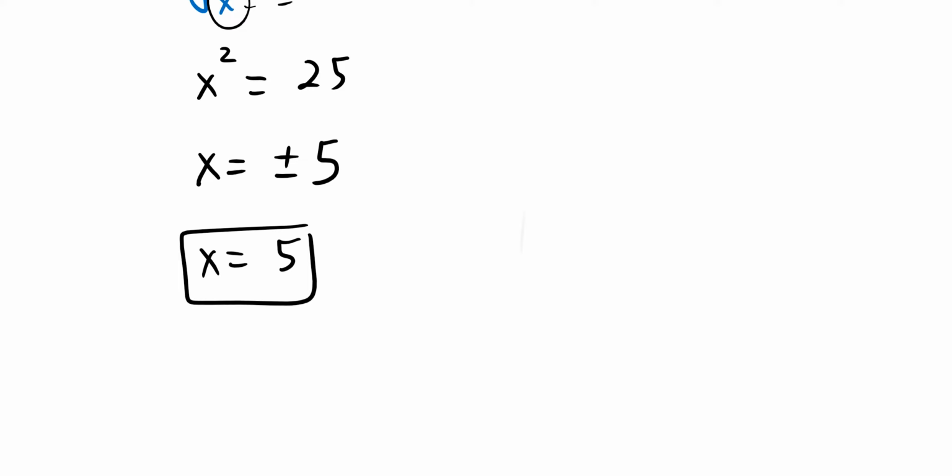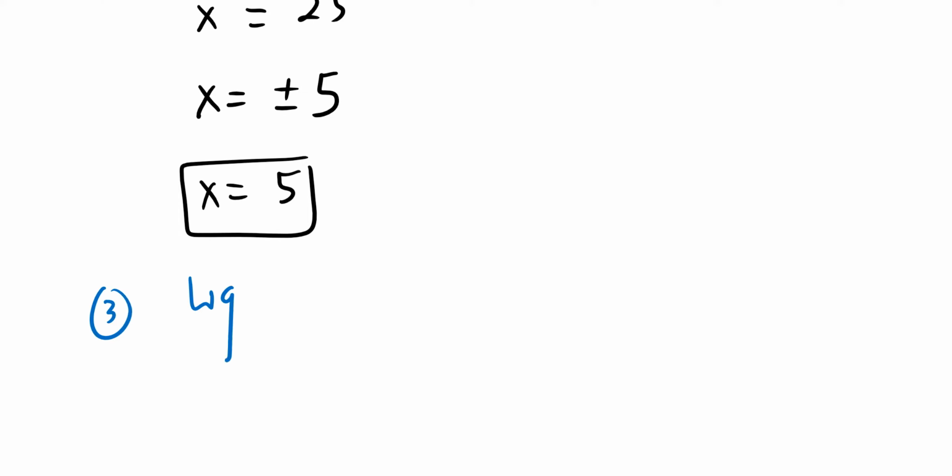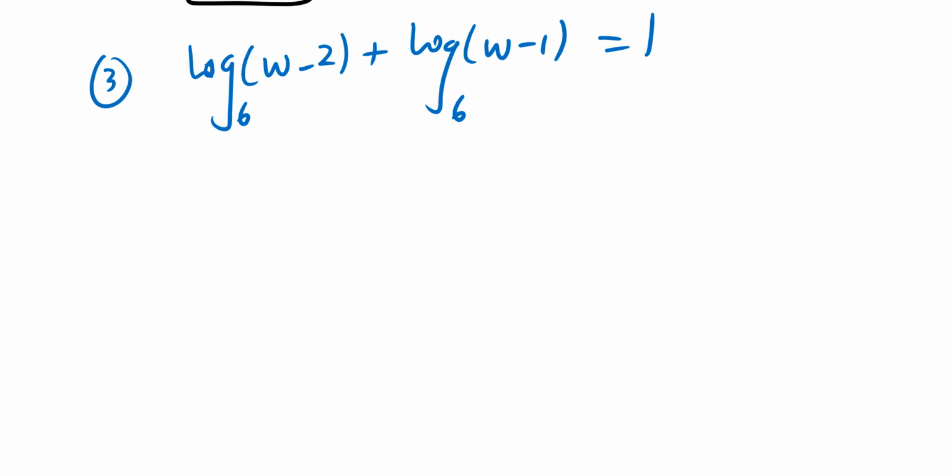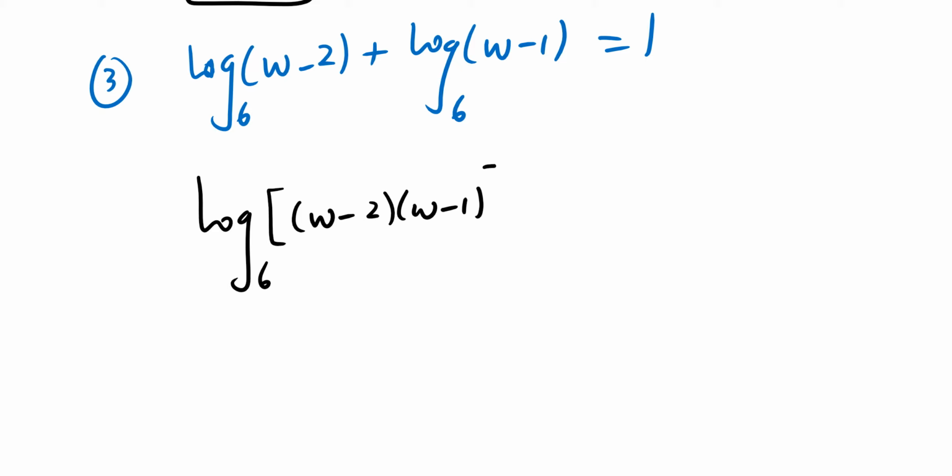What about if we write something different? Let's say log w minus 2 plus log w minus 1, the same base 6, equals 1. There are several ways to solve such an equation. First method, we can combine the ones on the left side. There's an addition, it becomes multiplication: log of w minus 2 times w minus 1 equals 1. Now I can use the definition of log. 6 to the first power equals w minus 2 times w minus 1.